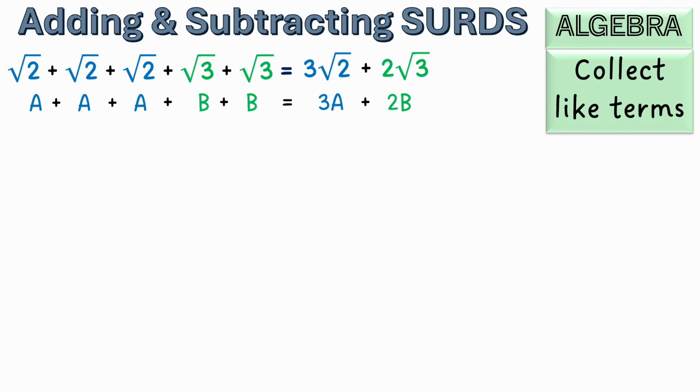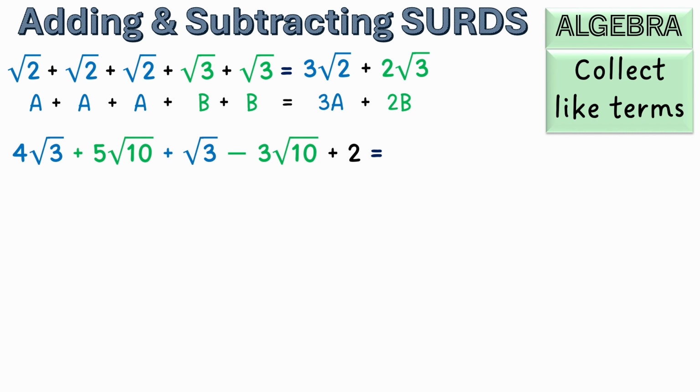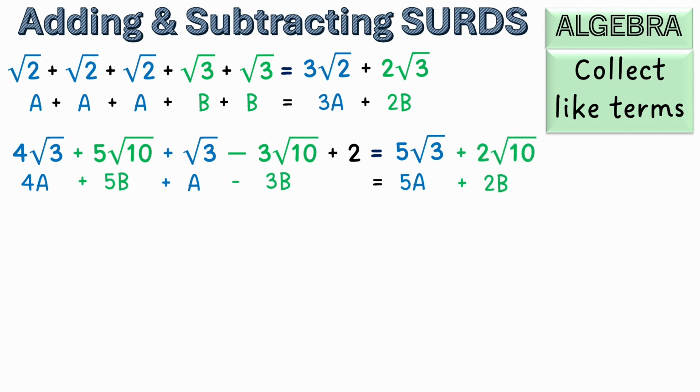Here is another example. Again, treat it like algebra. 4 square root 3 plus square root 3 equals 5 square roots of 3. 5 square root 10 minus 3 square root 10 equals 2 square roots of 10. And don't forget the plus 2. The final answer is 5 square root 3 plus 2 square root 10 plus 2.